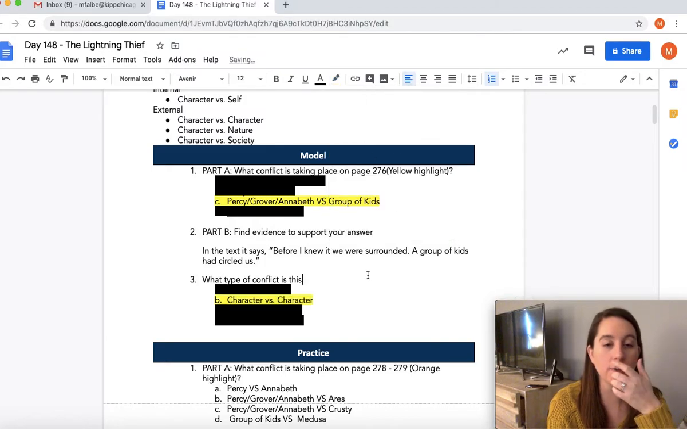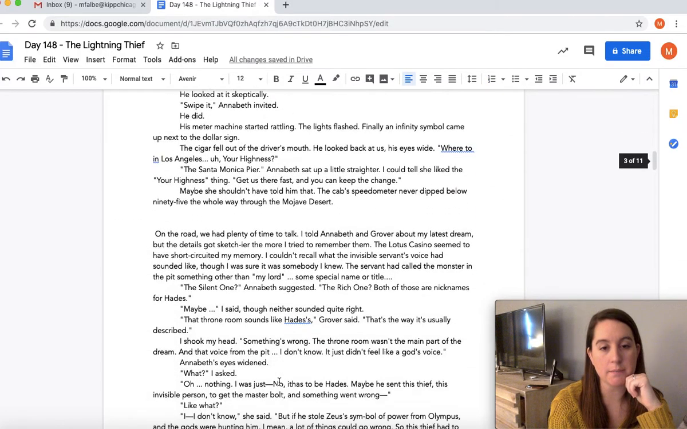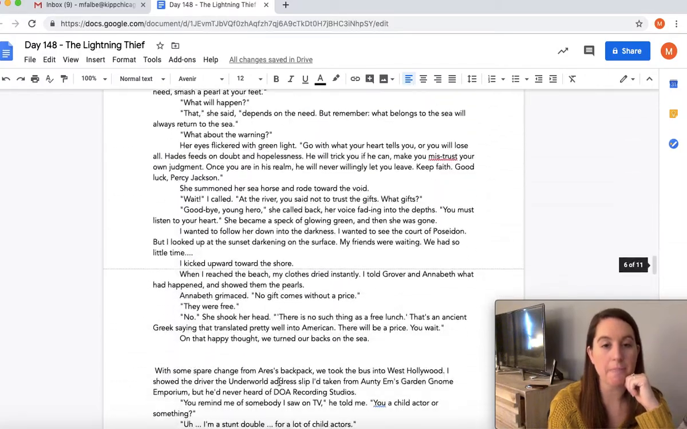All right, so we're getting to our next conflict. So this is how you would do it. That's what you're going to do down here. So you're going to have to choose multiple choice, find your evidence, type it in there, and then choose which one it is. So let's see what happens.